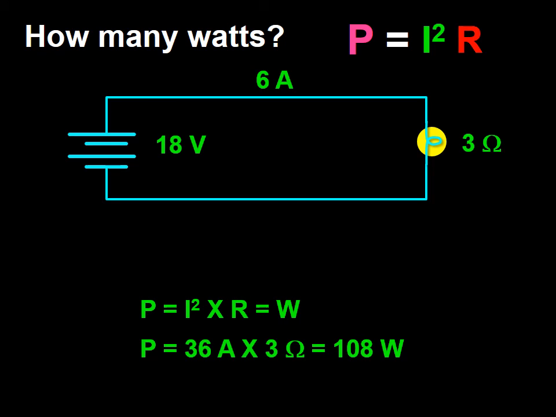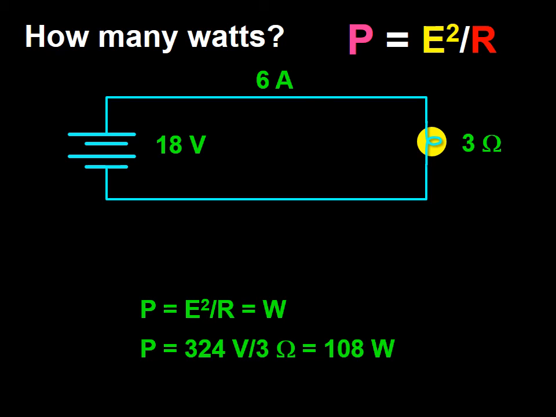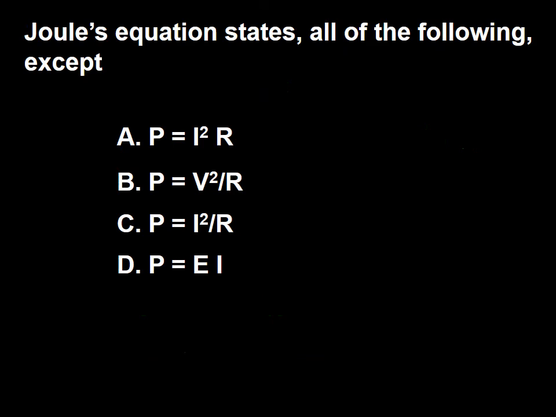If instead we use the version substituting E, which is that P is equal to I to the second power times R, the result again will be 108 watts. And of course, if we use the version achieved by substituting I, which is P is equal to E to the second power divided by R, the answer will still be 108 watts. So the answer to this question is C.